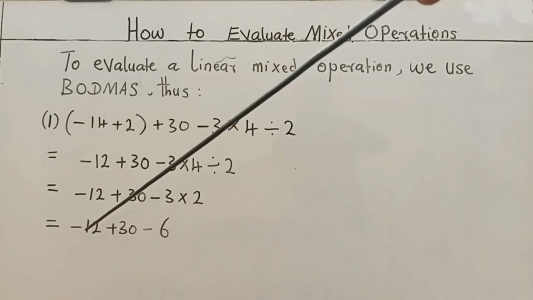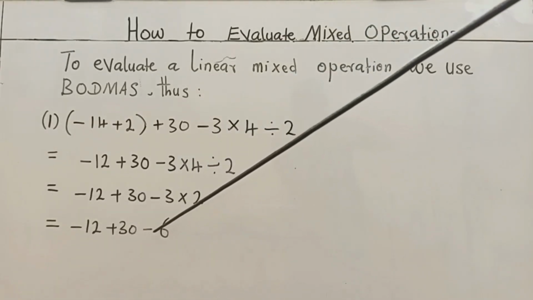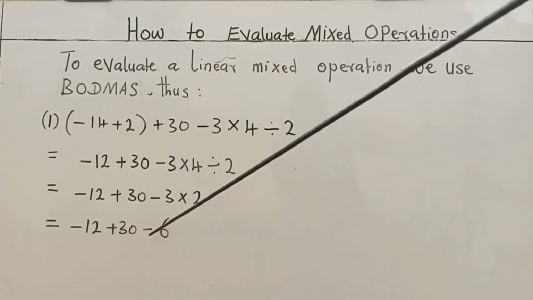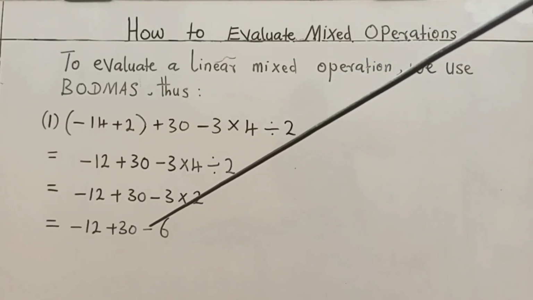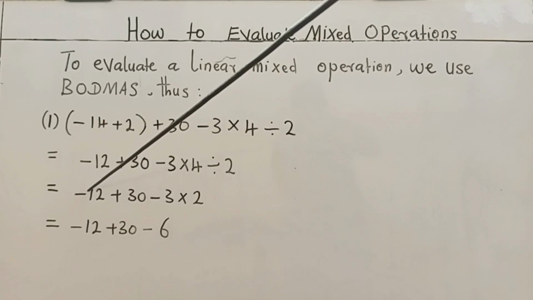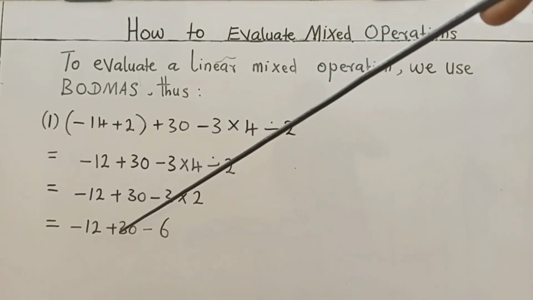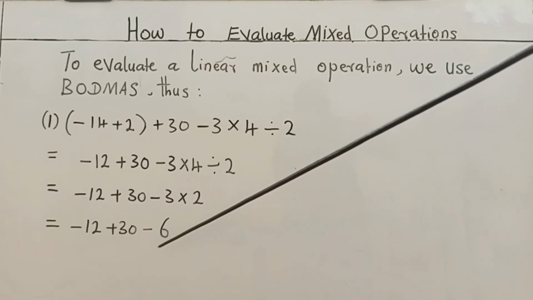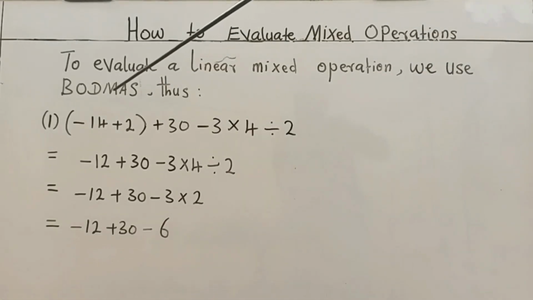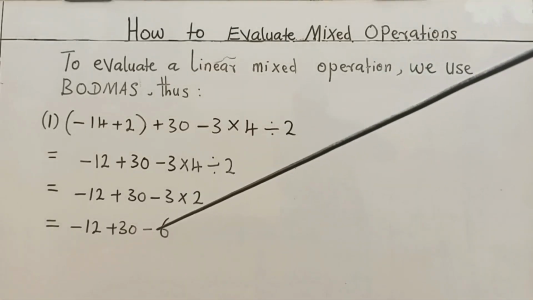That takes us to minus 12 plus 30 minus 6. I hope you know how this minus 6 came to be. You should. Minus 3 times 2 will give us minus 6. So this minus 12 is brought down, plus 30 brought down. Then the whole of these 2 will become minus 6. What is next? We just did multiplication to get this minus 6 here.